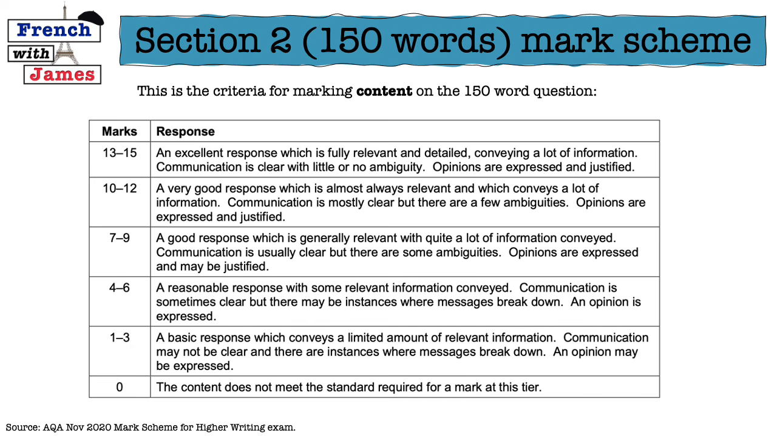If we look at the 7 to 9 band, there can be some things that aren't clear. It's generally relevant, so you might go off topic sometimes, but the key thing there is you've still got opinions expressed and justified. So the key thing is using that acronym, using the checklist to make sure you've done all of the core elements, so that even if some of it's not 100%, at least you've done what you need to do to get up into that band, because if you forget to do your opinions, that's going to take you way down.